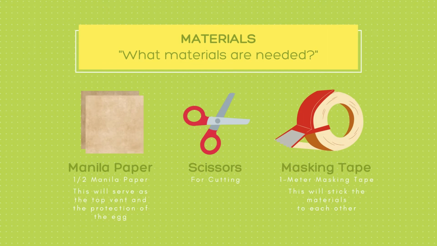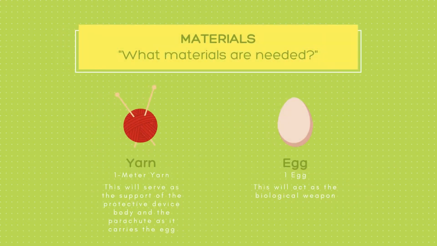Materials. What are the materials needed? 1.5 Manila paper, which will serve as the top vent and the protection of the egg. Scissors for cutting. 1 meter masking tape, which will stick the materials to each other. 1 meter yarn, which will serve as a support of the protective device body and the parachute as it carries the egg. And 1 egg, which will act as the biological weapon.